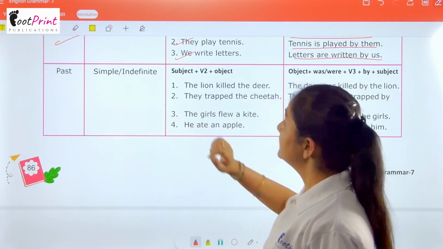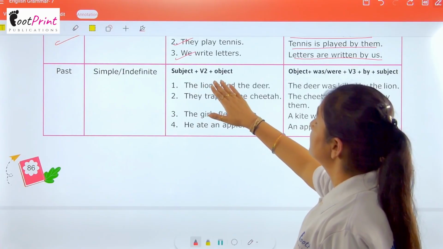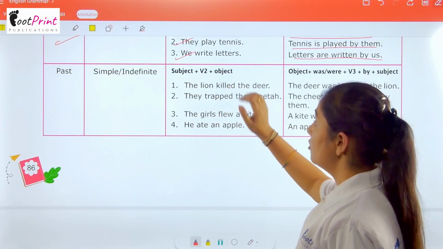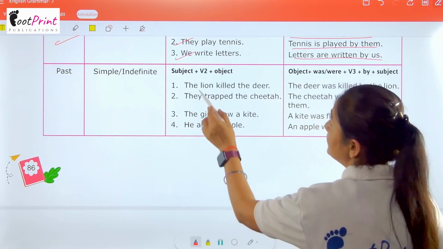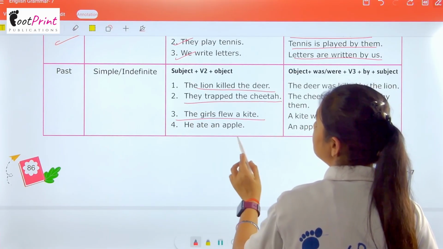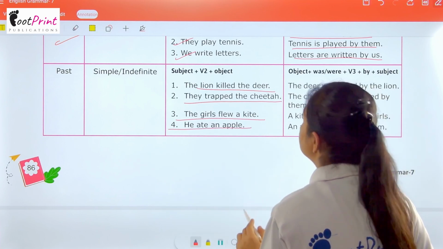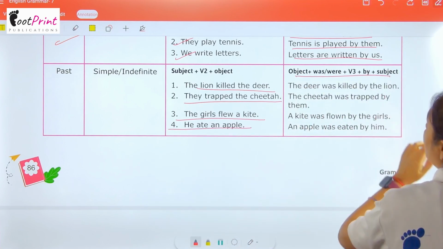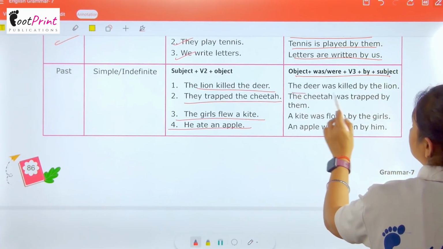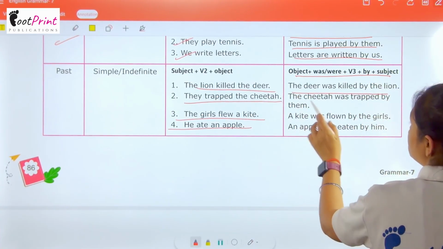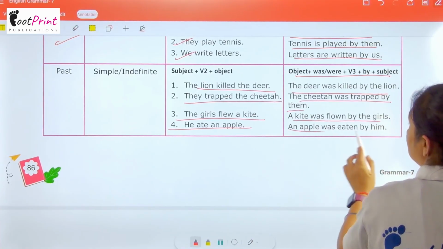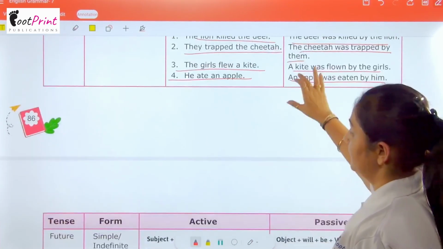Past simple indefinite: subject plus V2 plus object. The lion killed the deer. They trapped the cheetahs. The girl flew a kite. He ate an apple. Passive: object plus was/were plus V3 plus by plus subject. The deer was killed by the lion. The cheetahs were trapped by them. A kite was flown by the girl. An apple was eaten by him.